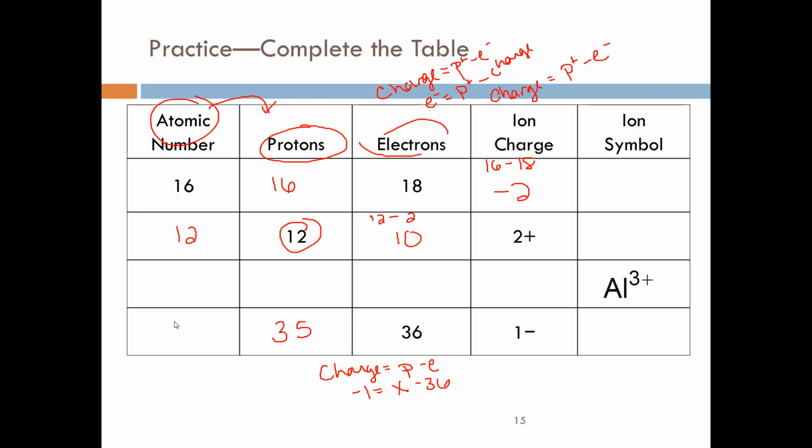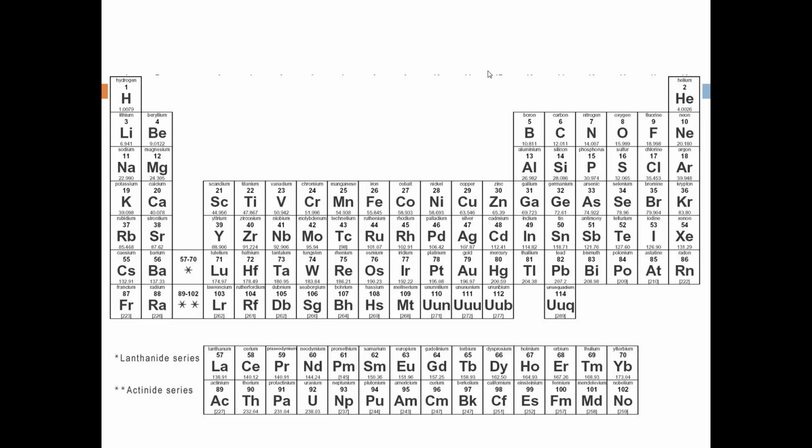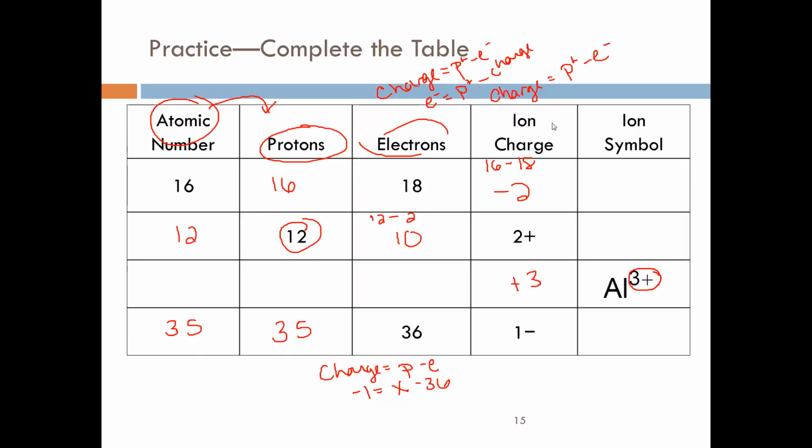Finally, let's look at this Al. That gives us a +3 charge right there. We can look on the periodic table to find Al. It's right here. It's number 13. That tells us that the atomic number and the number of protons are 13. We can figure out the number of electrons by simply saying the electrons are equal to 13 minus 3. That gives us 10 electrons.